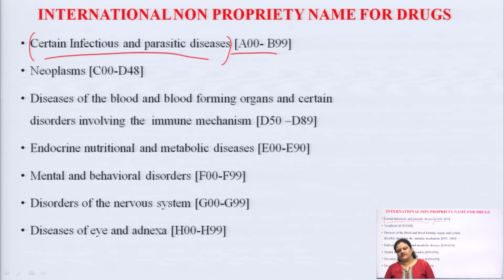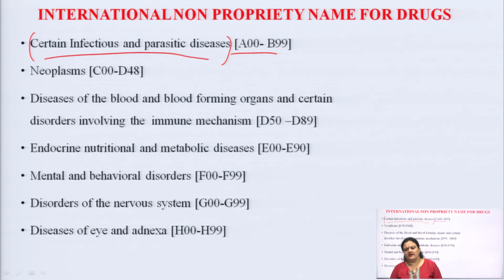So, the first one is the example of certain infectious as well as parasitic disease, and according to ICD classification, here the code is A00 to B99. You have to write these alphabets in capital. Remember this, students, A00 to B99 within bracket.